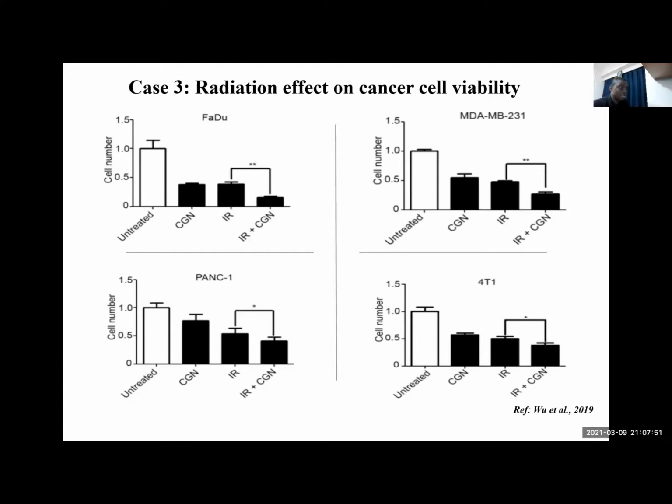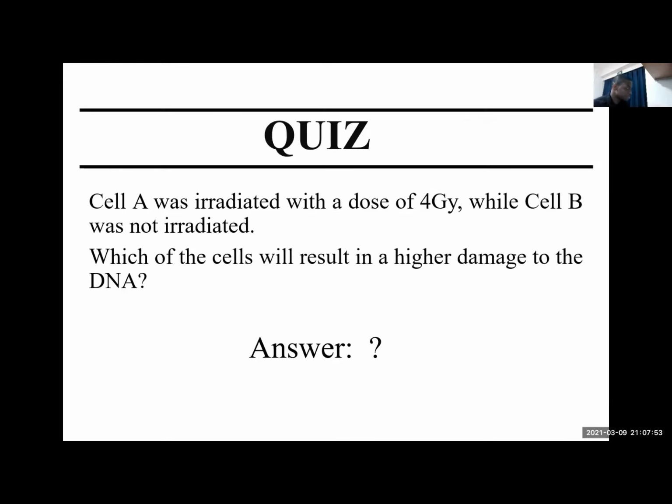So let me see whether you're following me. Let me give you a quiz. Cell A was irradiated with a dose of 4 gray, while cell B was not irradiated. Which of the cells do you think would result in a higher damage to the DNA? Please think for a minute. You might receive a gift. Just kidding. Okay, so hold your answer in your mind and let's look at the answer.